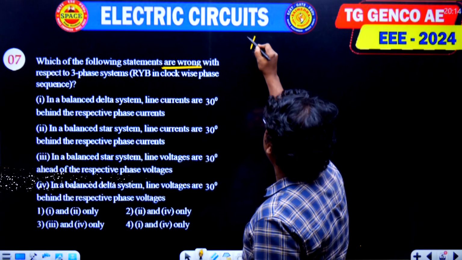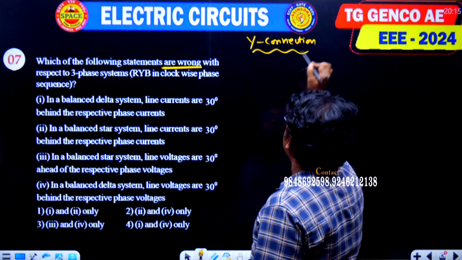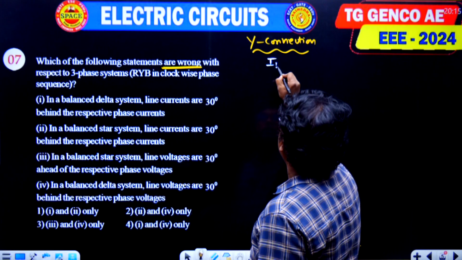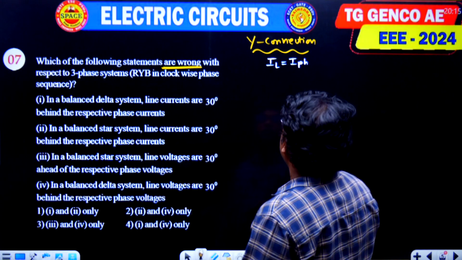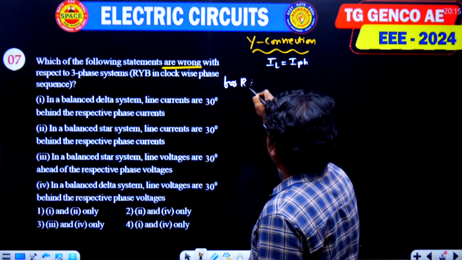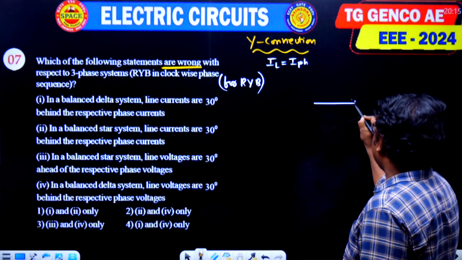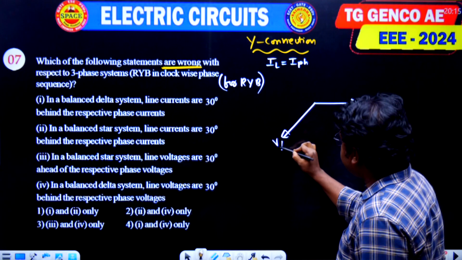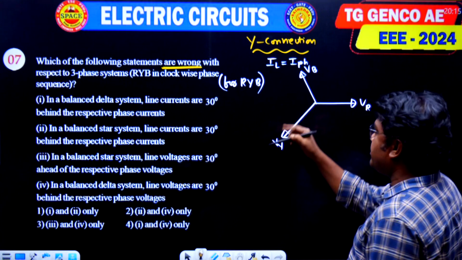So now let us see the first one. From the star connection point of view, we know that in the star connection, the line current is always equal to the phase current. But what will happen to the line voltage? Let us see for the RYB or ABC phase sequence. Here this one is the R phase voltage, this is the Y phase voltage, and this is the B phase voltage.